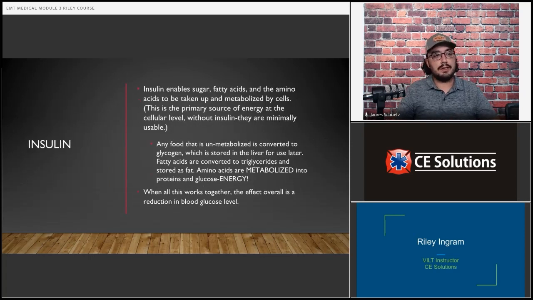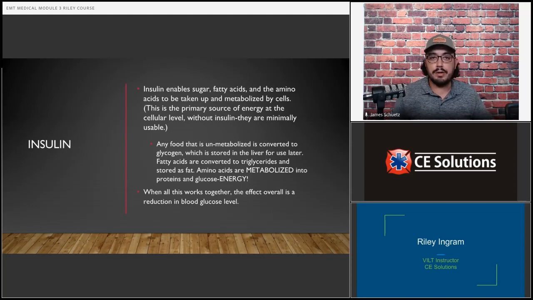Insulin enables sugar, fatty acids, and amino acids to be taken up and metabolized by cells. What this basically means is you eat food, and the sugars and all that good stuff in the food get into your body and elevate your glucose levels. So the insulin releases and attaches onto these sugars, fatty acids, and amino acids, and lets the cells metabolize them and use them. So they eat them up.